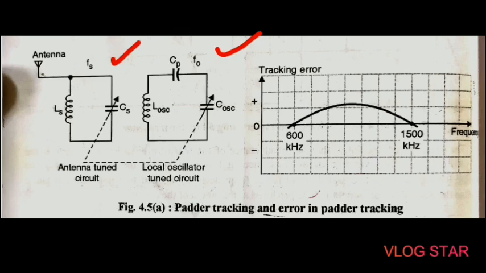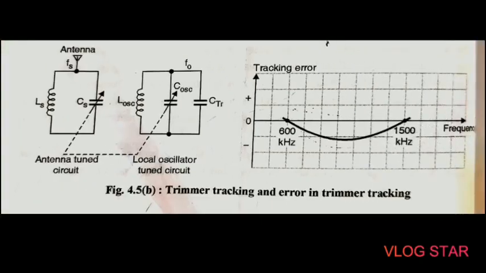Here the station will appear away from that correct position on the frequency dial of that receiver, and practically it is not possible to always keep a constant difference between that FO and FS. So hence some tracking error is also present. So the tracking can be of two types. The first is 2-point tracking and second is 3-point tracking. Okay. So let us see first point, that is 2-point tracking.